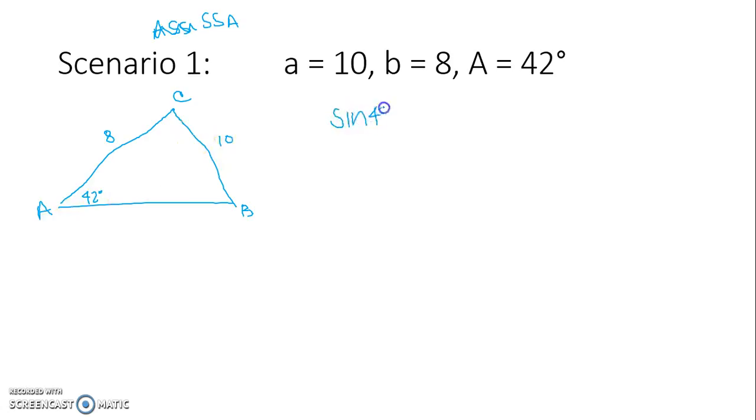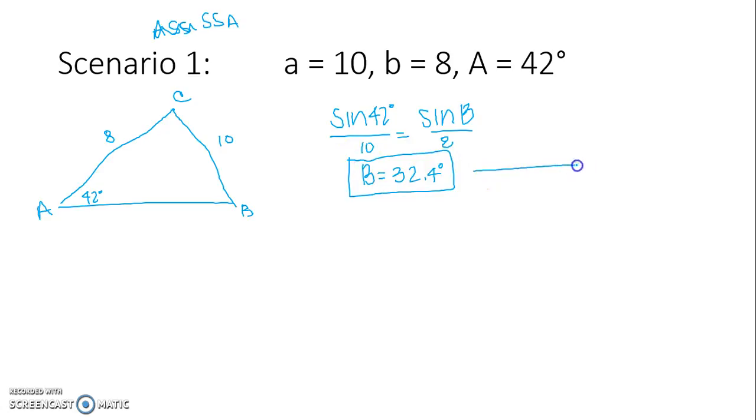So sine of 42 degrees over 10 equals sine of angle B over 8. I'm going to cross multiply, divide by 10, do my sine inverse just like we did earlier, and I get here that angle B is 32.4 degrees. That is an answer, it is a correct answer. What I have to do anytime it's side angle is check the supplement.